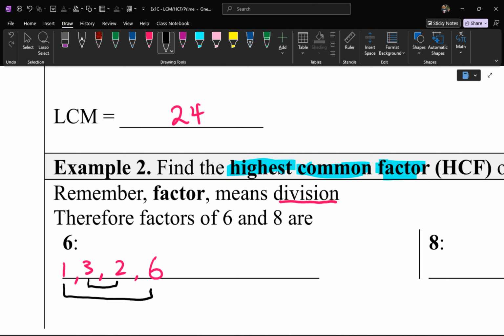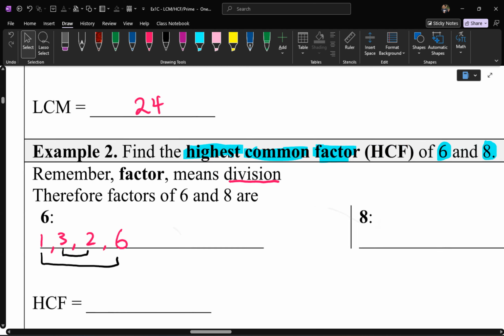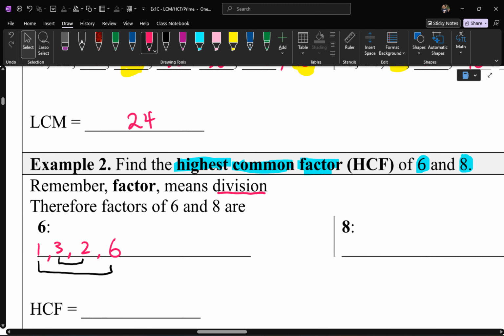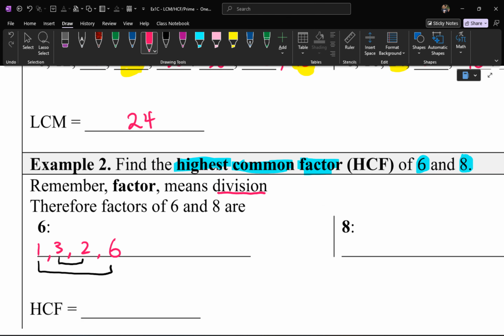Factors, on the other hand, do not. Factors are just the division components. So let's do the same now. 8. Give me a factor of 8. What number can I divide? Let's go with Willow. 2. 2 is a factor. Give me another one. Let's go with Adele. 4. 8 divided by 4 is 2. So 2 times 4 is also a pair.